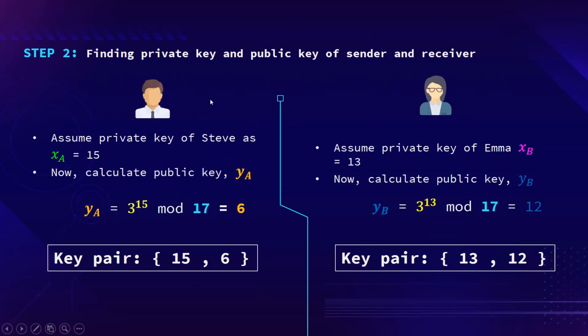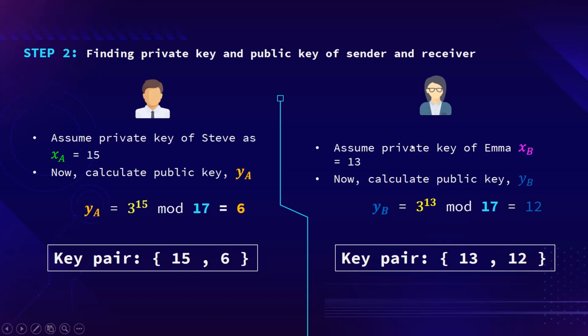Now, both of them will decide their private keys. Let us assume Shiv decides the private key as 15, that is XA as 15. To calculate his public key, he will use a formula, that is Y is equal to alpha raised to power private key mod 17. So 3 raised to power 15 mod 17 gives us 6. Hence we obtain both the private and public key for Shiv. Now 15 is the private key and 6 is the public key.